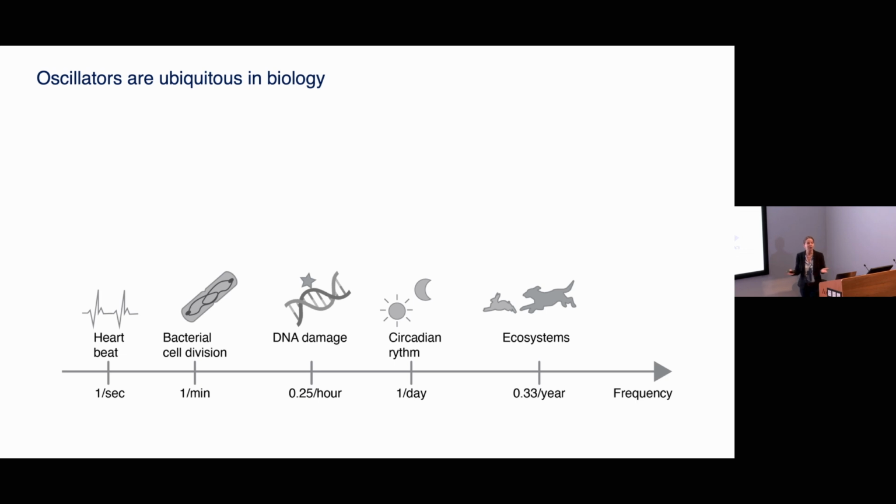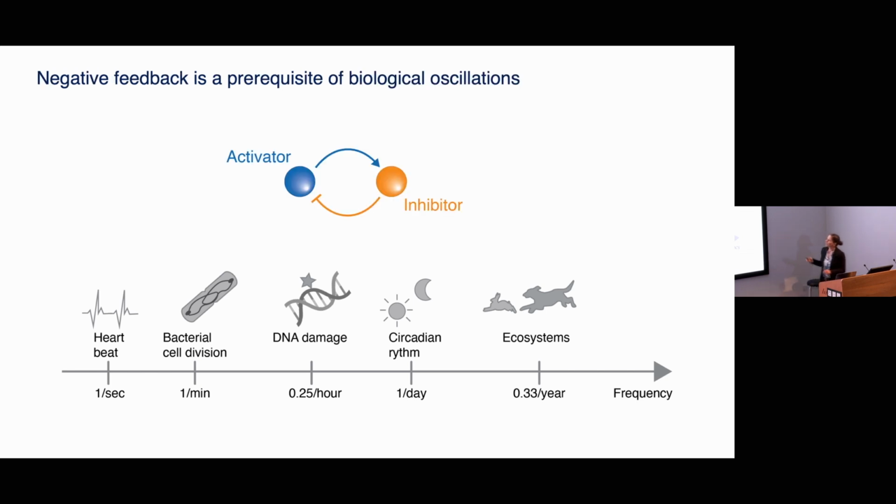And while all these systems look very different at first glance, they all have in common that they have a negative feedback at their core. In fact, every biological oscillator described so far has a negative feedback. So it's really a prerequisite of oscillations you can find in nature.